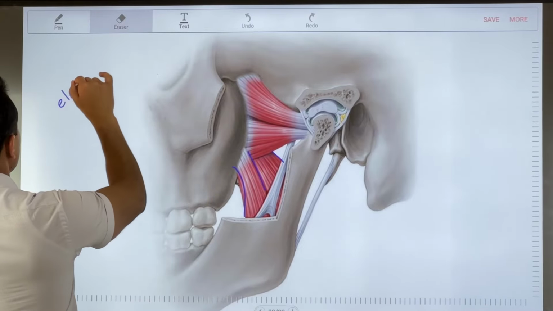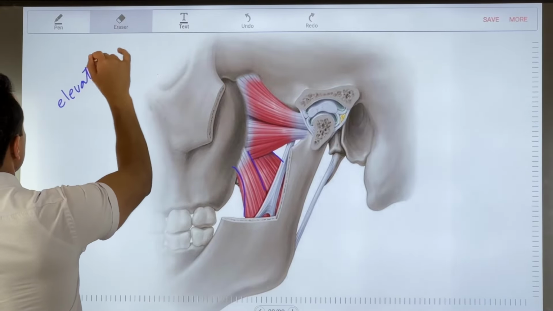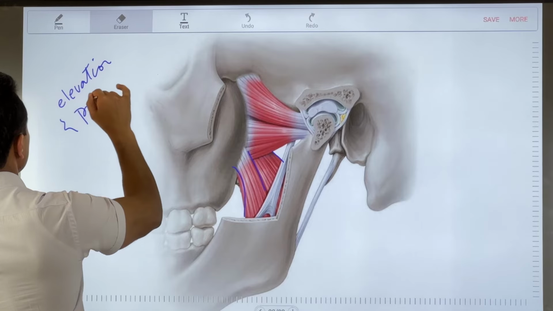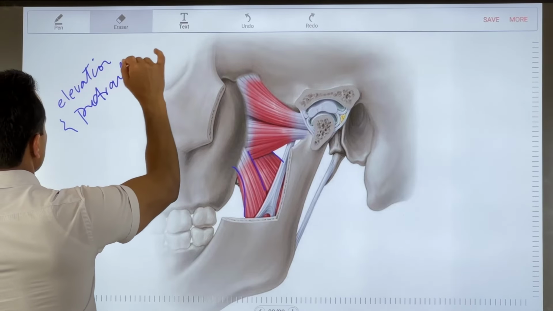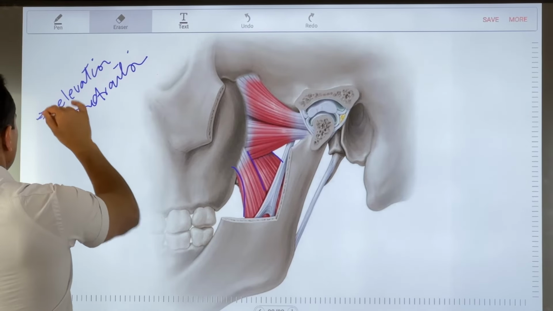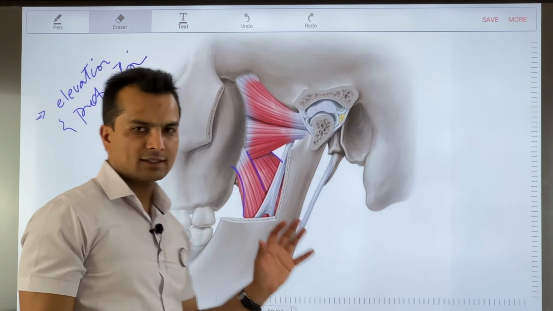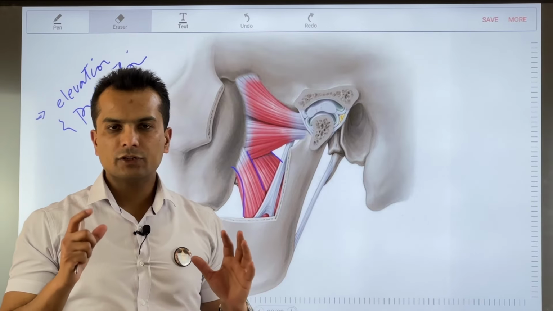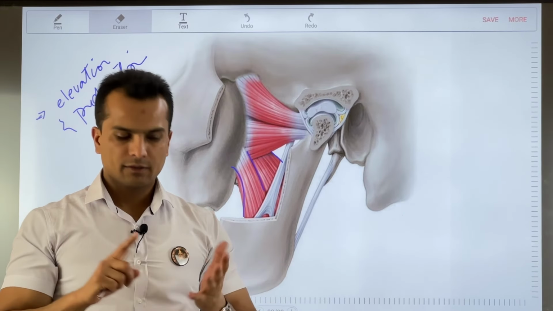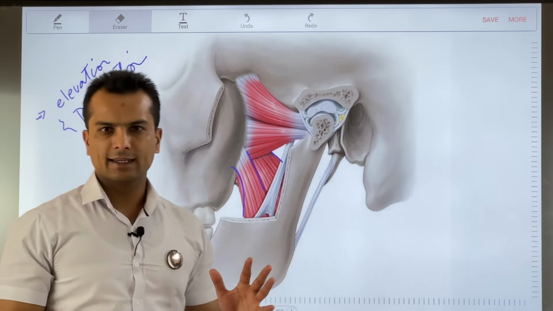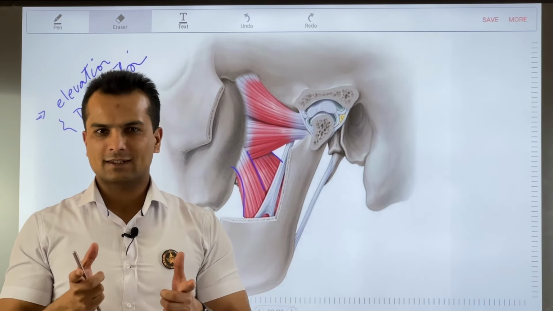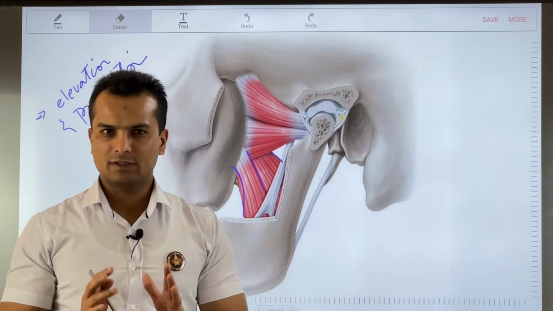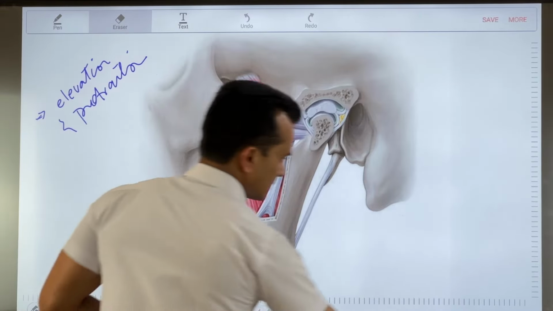Elevation and protraction of the mandible. So it means that the temporalis is the only muscle which retracts the mandible. The masseter and medial pterygoid both protract the mandible. So remember, please.